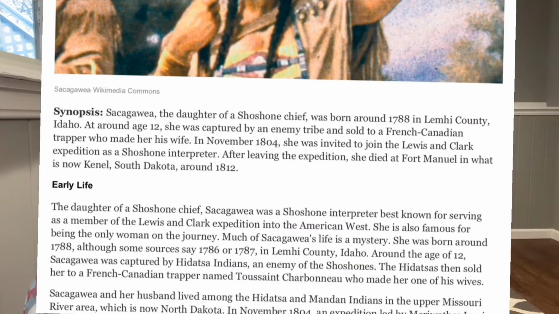After leaving the expedition, she died at Fort Manuel in what is now Kennel, South Dakota, around 1812. So of course, we get an idea of the article, but we still need to read it because all of those details weren't there. It was just a brief synopsis about what we are going to read. So now I want to get into her early life.